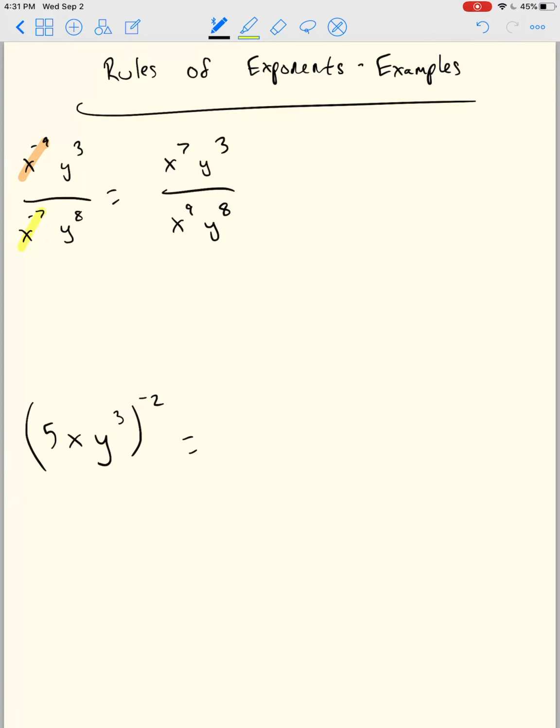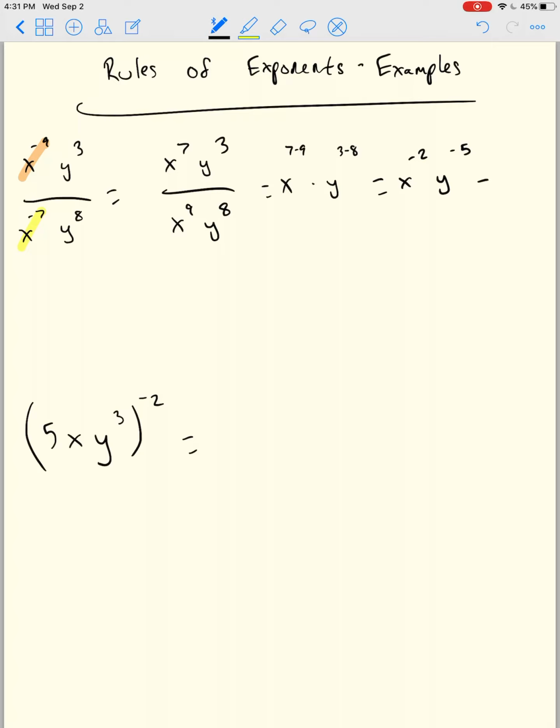Well, now I've got some x's on top and some x's on bottom and some y's on top and some y's on bottom. So we've got the quotient rule going on where we can now simplify some stuff. So x to the 7th over x to the 9th, I can rewrite as x to the 7 minus 9. And then y to the 3rd over y to the 8th, I can rewrite as y to the 3 minus 8. So after simplifying, we got x to the negative 2, y to the negative 5.